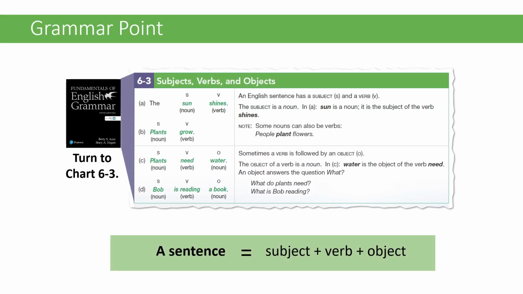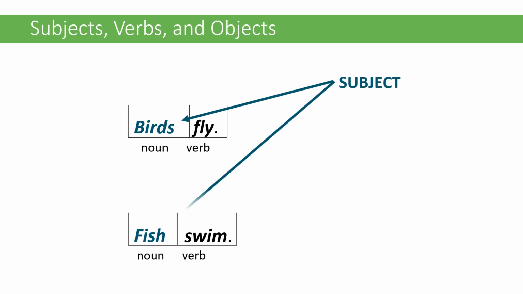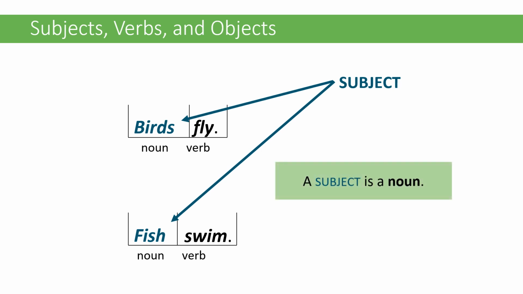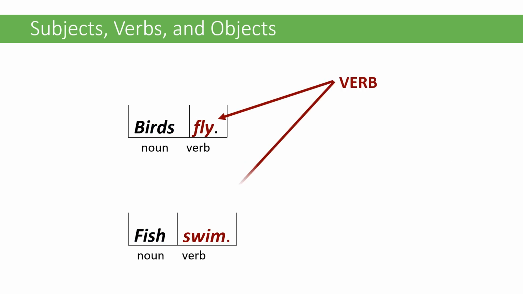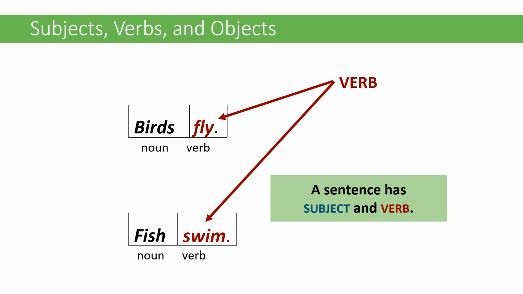So let's talk about subjects, verbs, and objects. An English sentence always has a subject, there's one exception, plus a verb, and it sometimes has an object. Let's look at the examples of subjects, verbs, and objects. Look at these examples. Birds fly, fish swim. The subject of the first sentence is birds. The subject of the second sentence is fish. The subject comes before the verb. The verbs in these examples do not need an object, meaning you don't need to have something after them.